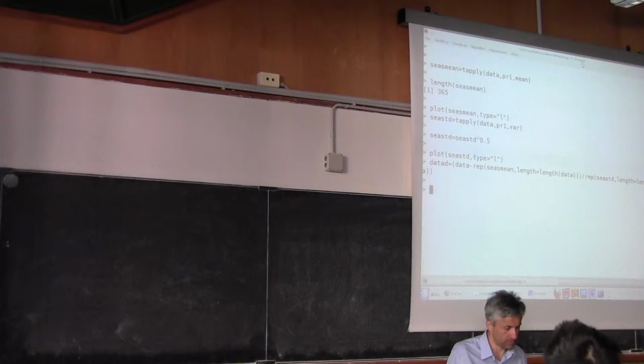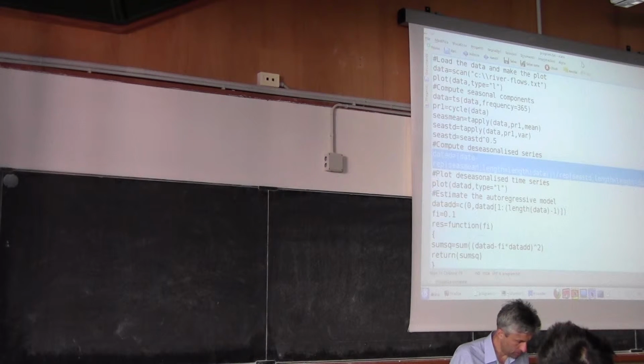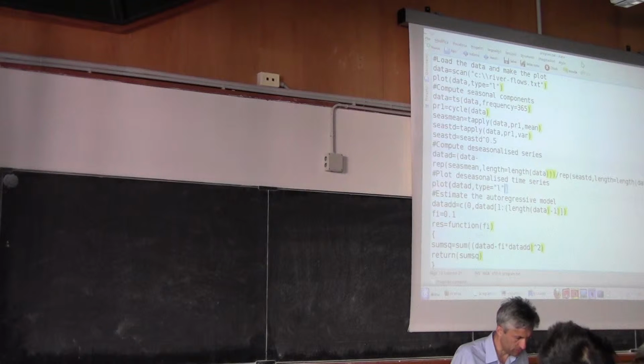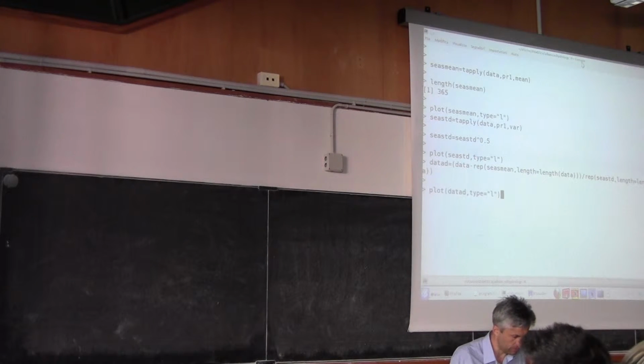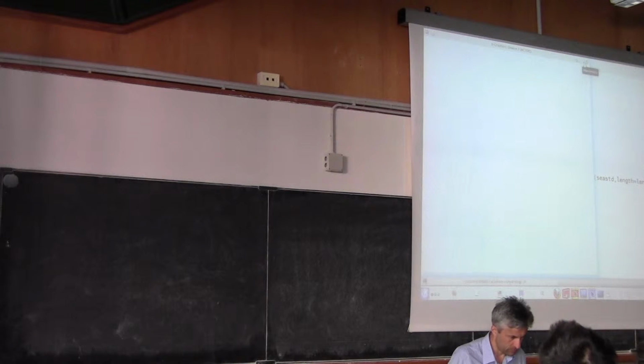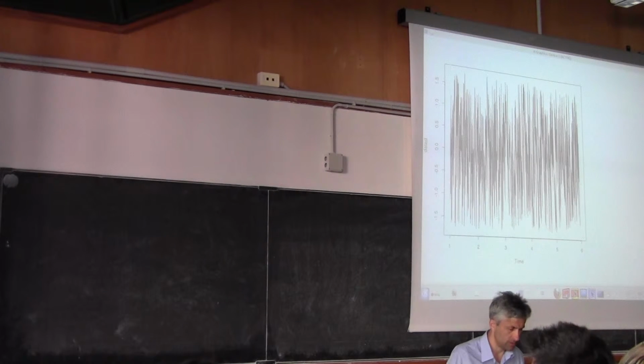Okay, so now let's make a comparison between the autocorrelation functions. I'm not sure if there is the plot first of all, so let's just make a plot first. And here is the plot. So you see that now the series look different and you don't see the cycles anymore. Good.